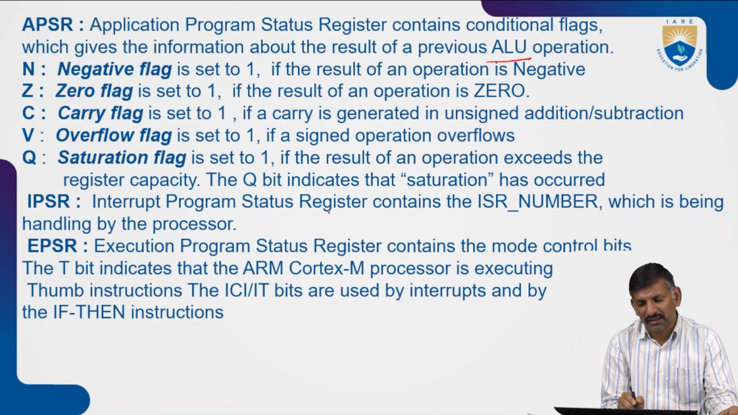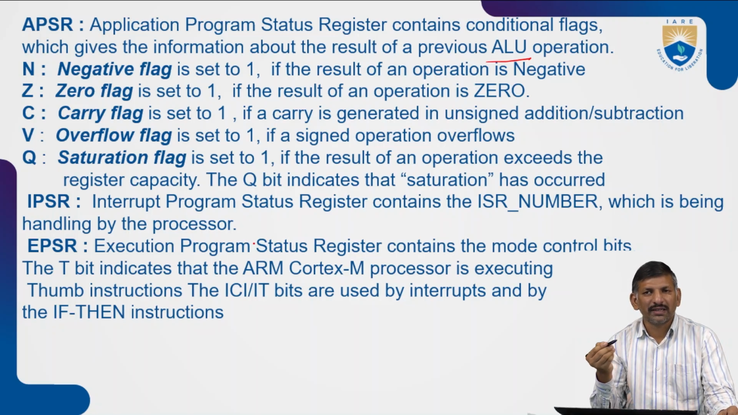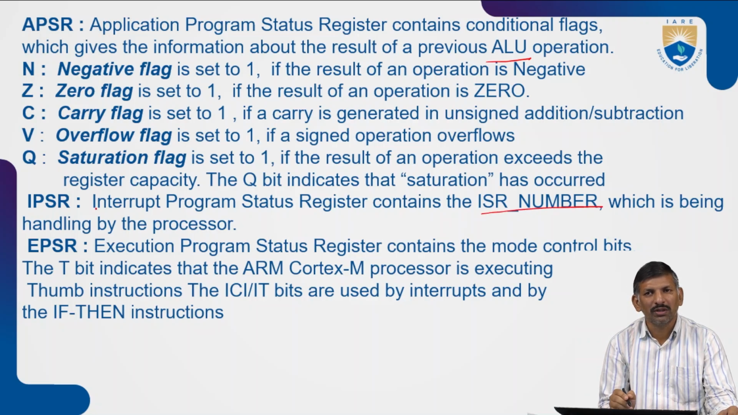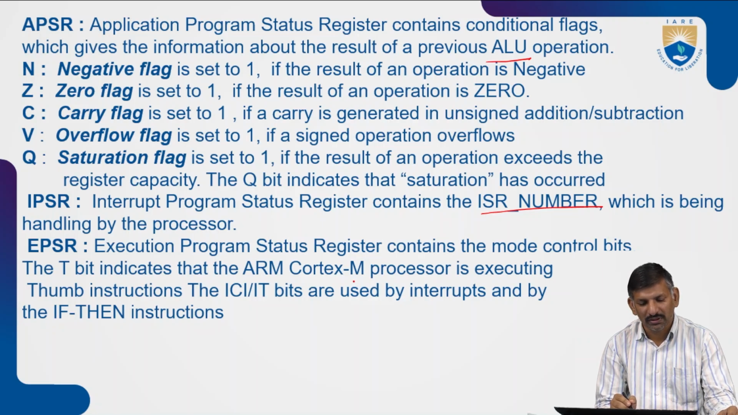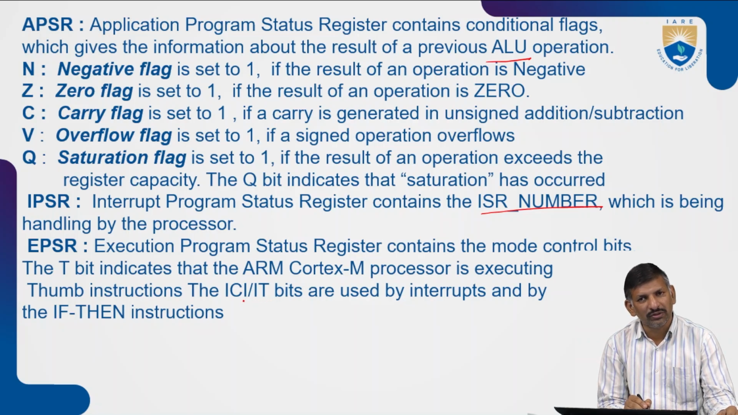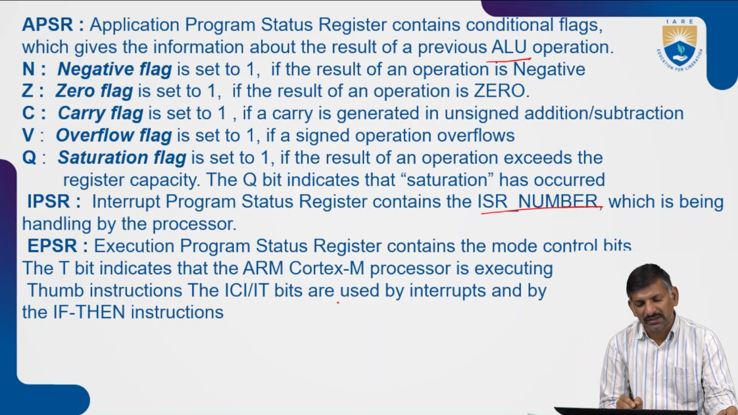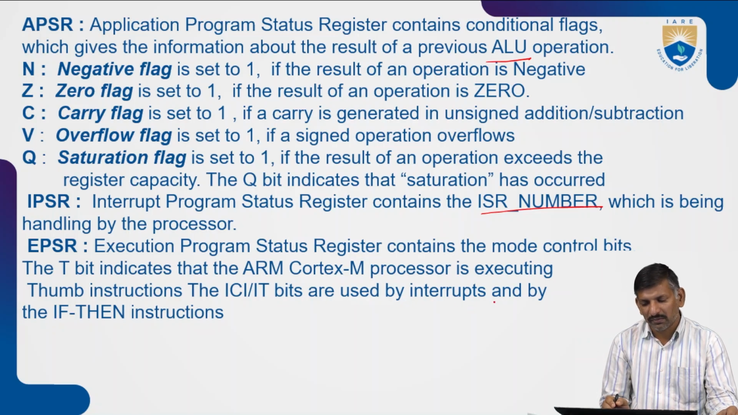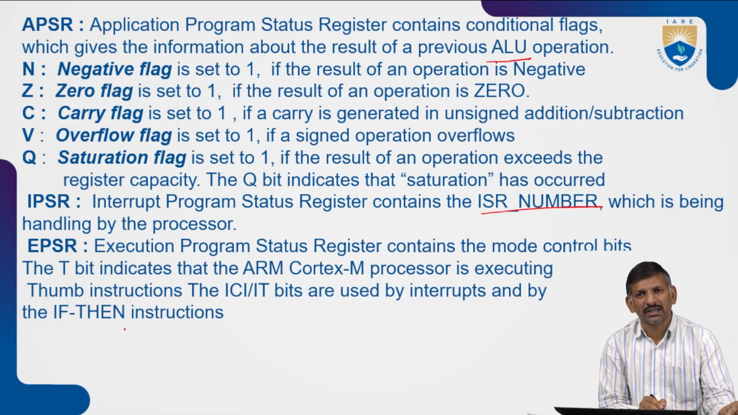Interrupt program status register contains the ISR number which is being handled by the processor. So, which interrupt is accepted and the corresponding ISR number is available in the interrupt program status register. Next, execution program status register contains the mode control bits. The T bit indicates the thumb instruction set, so it supports the thumb instructions. The ICI and IT bits, interrupt and continue execution or if then instruction bits, are used by the interrupts and by the if then instructions.